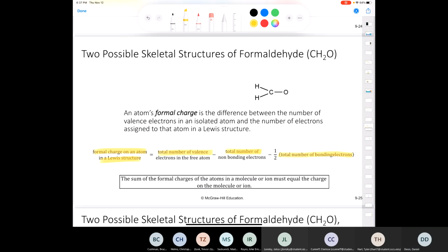All right. It's important that you know that the sum of the formal charges of the atoms in a molecular ion must equal the charge on that molecular ion.